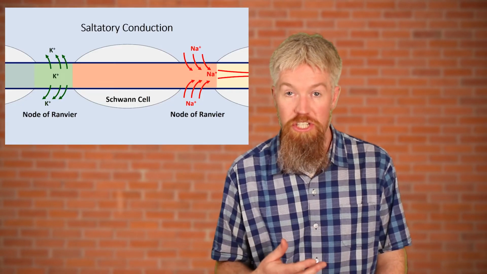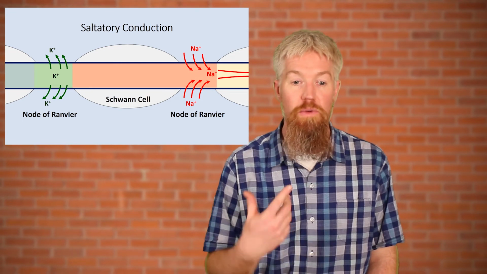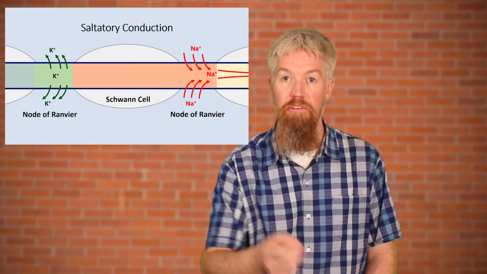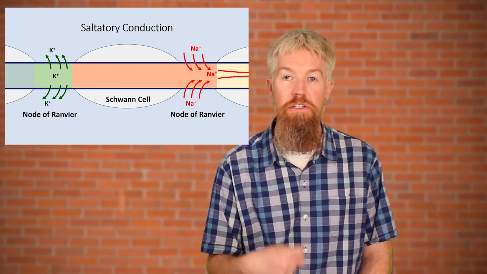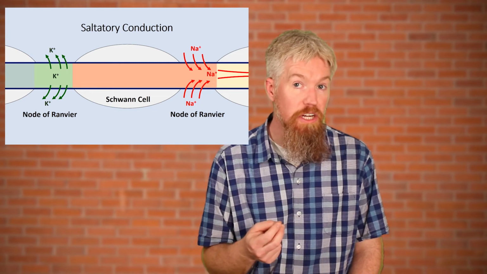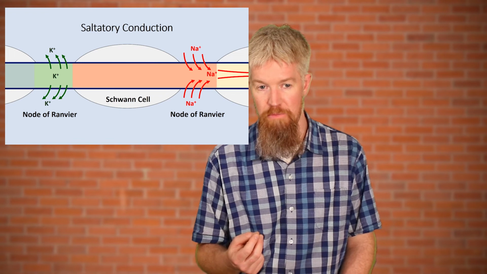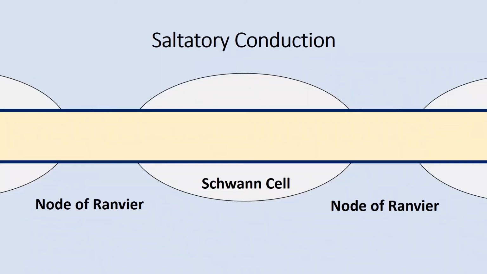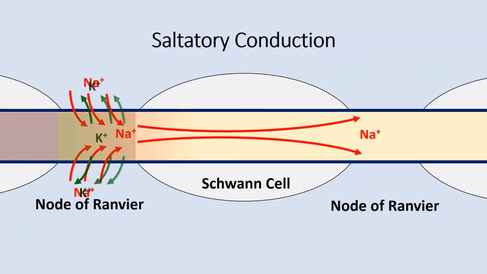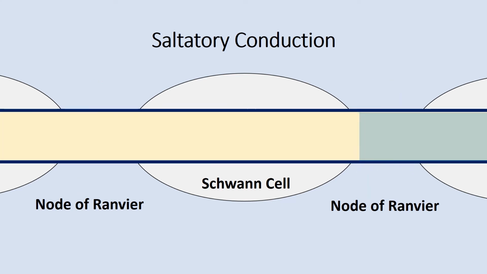In terms of conduction, we refer to this as saltatory conduction, in which you have action potentials skipping from one node of Ranvier to the next. It's very similar to conduction, but it has a tendency to travel much faster. So for example, an influx of sodium would result in an action potential, which would then flow to the next node of Ranvier, initiating an action potential, flowing to the next and to the next.